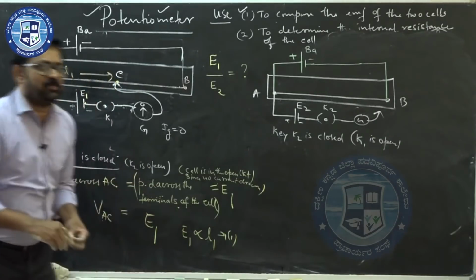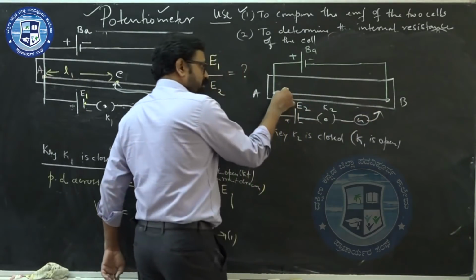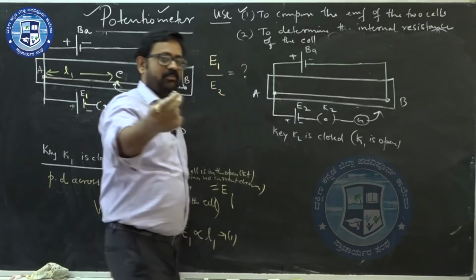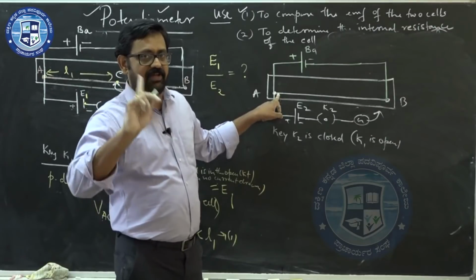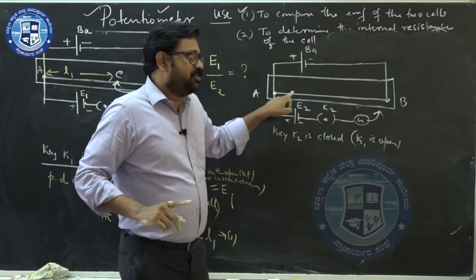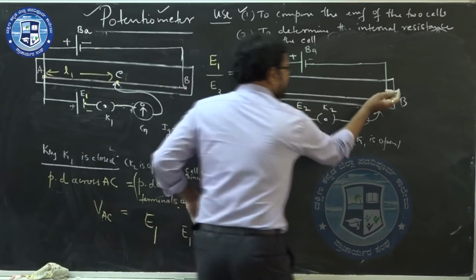I said do the same thing. What do you mean by repeat the same thing? Keep the jockey, or sliding contact, in contact with the wire fixed between A and B, near end A. Pointer and the galvanometer show deflection to one side. Keep on shifting the sliding contact along the wire to various positions.